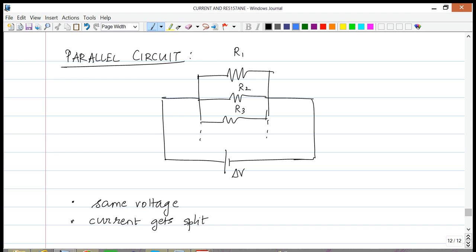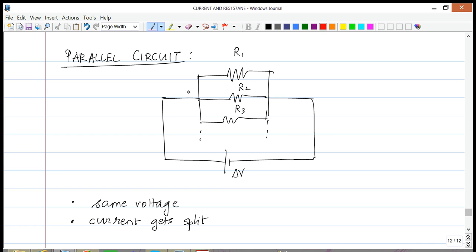Okay, so let us now figure out all the properties of a parallel circuit, and let's do an example. We already know what a parallel connection between different resistors will look like. There are two properties that we need to understand. One is that each resistor in parallel essentially gets the same voltage.